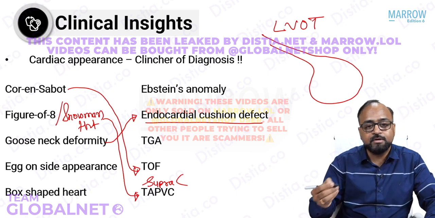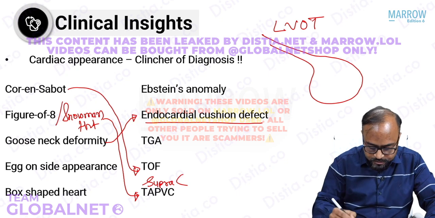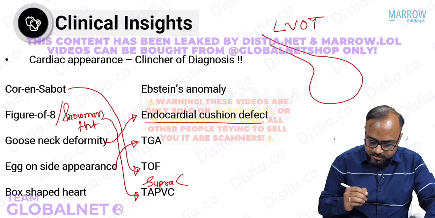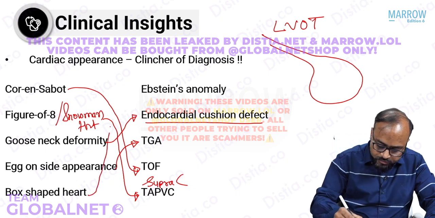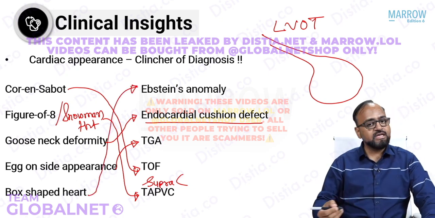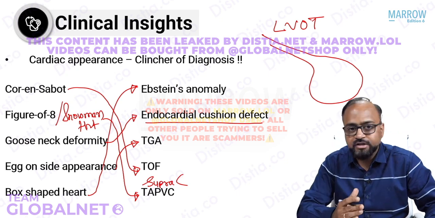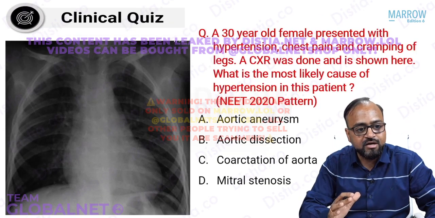Egg on a side appearance or egg on a string appearance is a feature of TGA, whereas a box-shaped heart we have seen is a finding which is seen in Epstein's anomaly. So these are a few important, various classic appearances of congenital heart disorders.